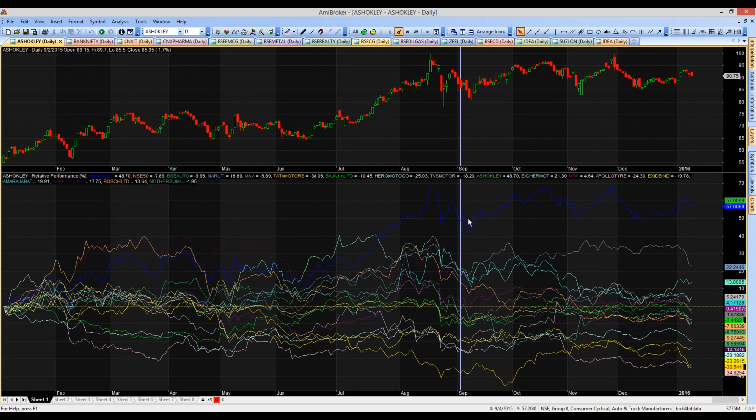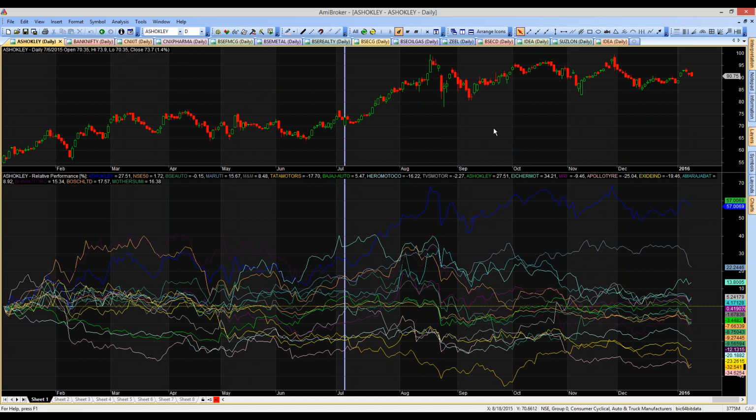That's how AmiBroker works. It was a different color earlier. It was green, if you remember, but now it is blue. It's just that the blue has overlapped on the green, because I put Ashok Leyland in this pane here. So what you're seeing on top is the Ashok Leyland stock price, and what you're seeing in the bottom pane is Ashok Leyland vis-a-vis other stocks in this group.